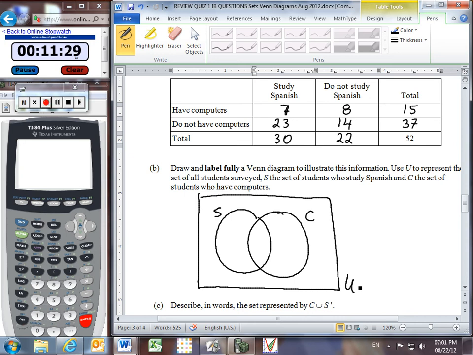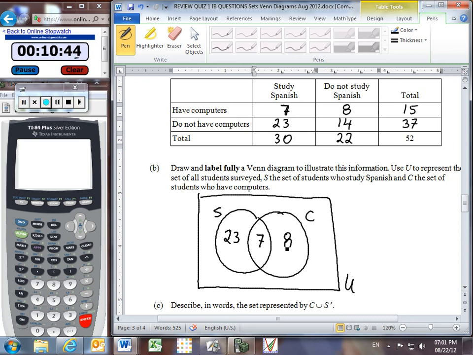So we're looking for the students who study Spanish and have computers. I'm deliberately going for this one first because it represents the intersection of these two circles. And we know that it's easiest to fill in the circles of a Venn diagram from the inside out. So there's 7 in that region. The other 23 people of the 30 in the Spanish circle do not have a computer, thus they are not in the C circle. And of the 15 computer owners, there were 7 in the Spanish circle and 8 outside. There's the 7 plus 8, the total of 15 computer owners.